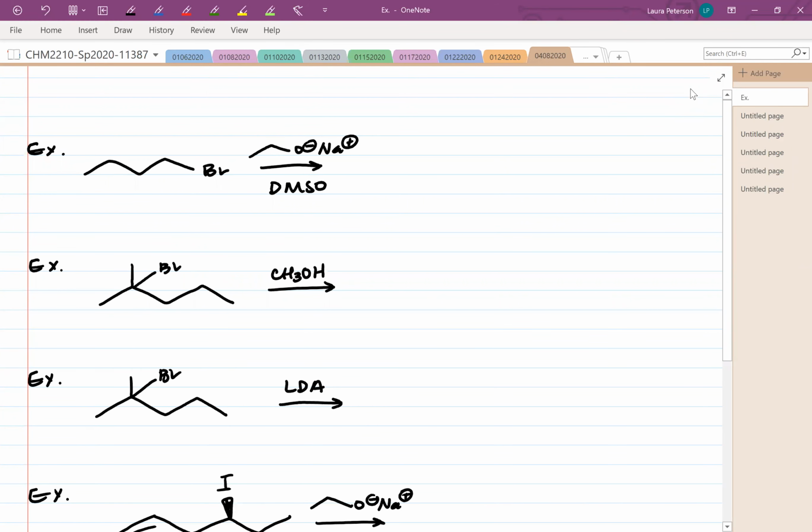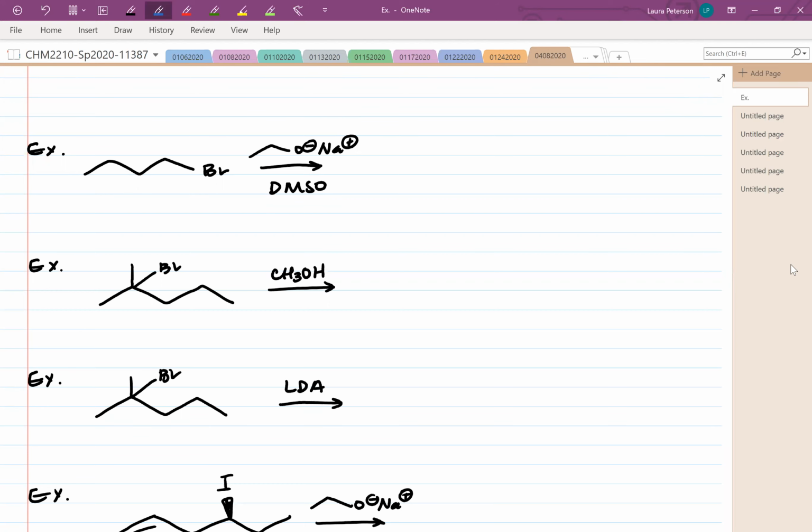Hello, everybody. So we're going to start lecture today by taking a look at these examples we left in class on Monday, which were examples of SN1, SN2, E1, and E2 reactions. So basically, the question we're going to ask for each of these is which mechanism do we think will be the dominant mechanism, and then we'll predict the major product from that mechanism. Okay, so let's start with this first example.